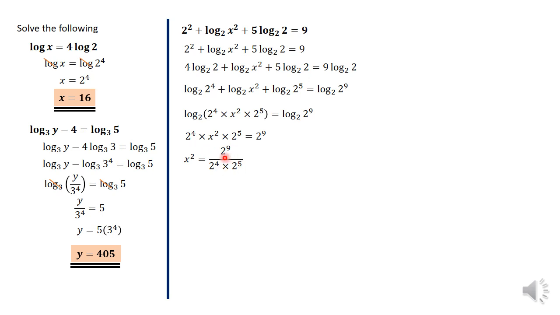Now these are 2 raised to the power 9 divided by 2 raised to the power 4 times 2 raised to the power 5, which should give you 1. And therefore x is just 1. And that is the answer. If you put x to be 1 here, the answer is going to be 9. And you can always check that out.